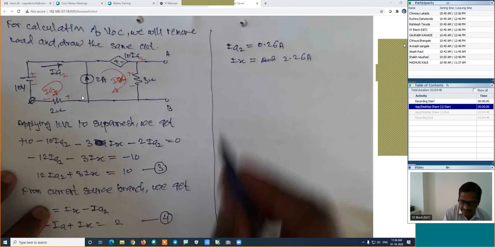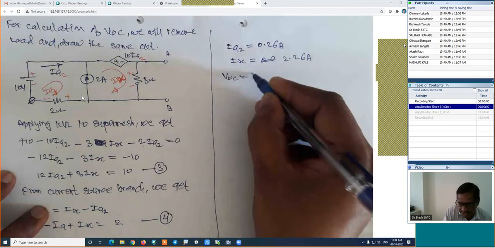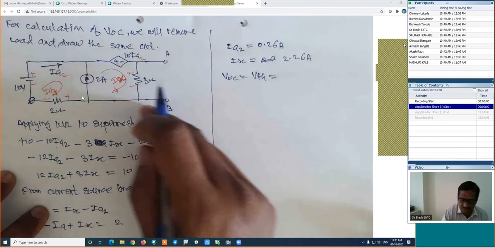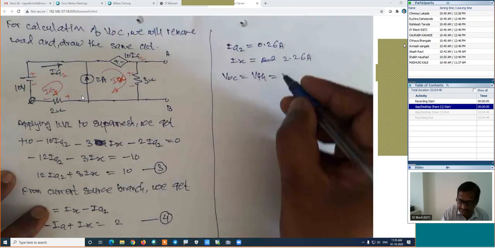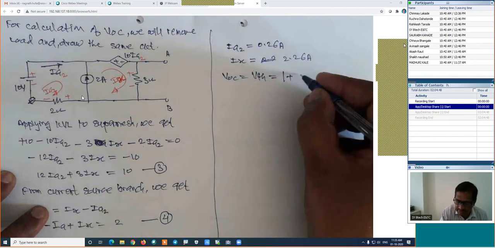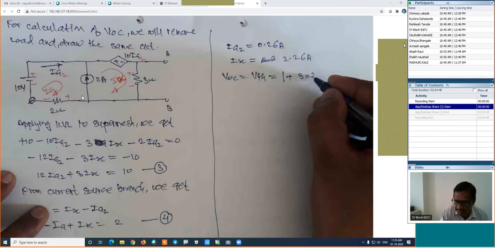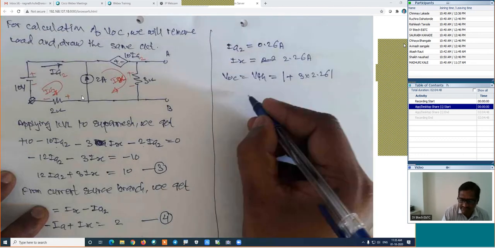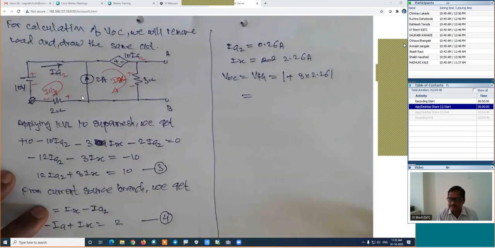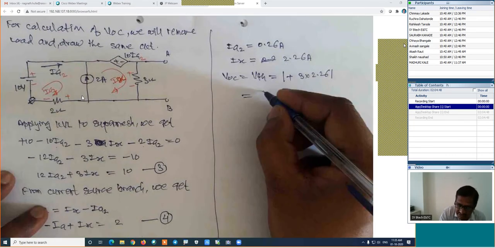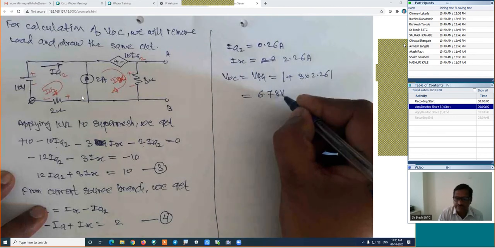Now, if we know these values, we will find out the VOC, which is equal to VTH. We are traveling from the V towards E, from negative to positive, that is a plus. It is the modulus value plus 3 into IX, and IX is 2.26. Work out this value and find out the VOC. Yes, anyone? 6.78. 6.78 volt is the value of VOC.